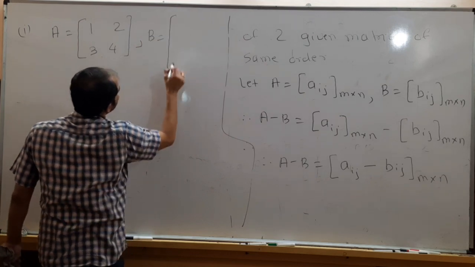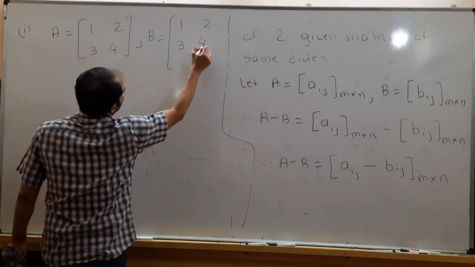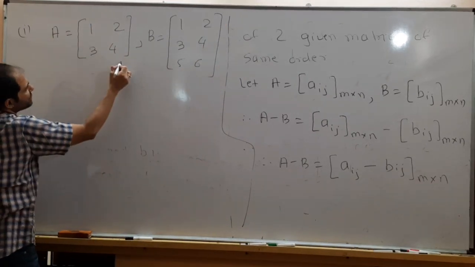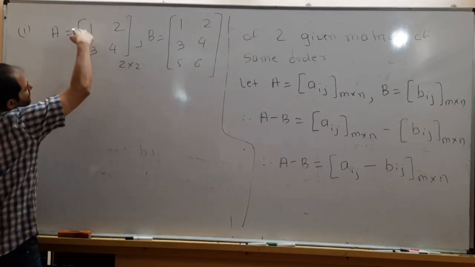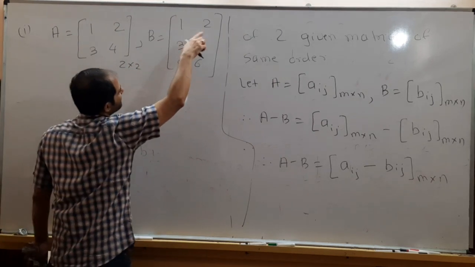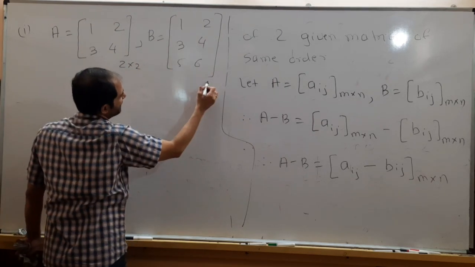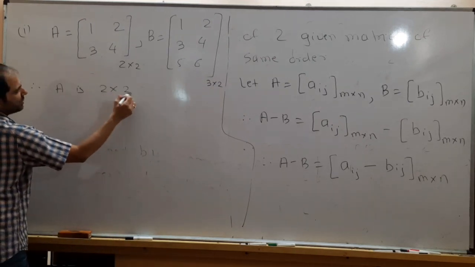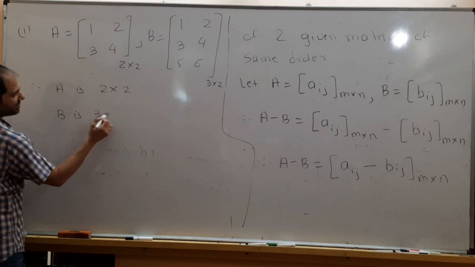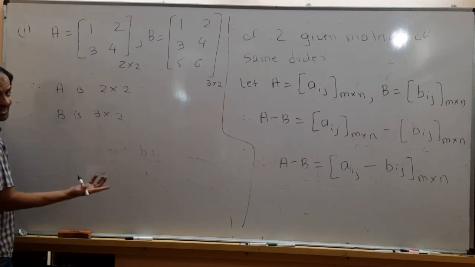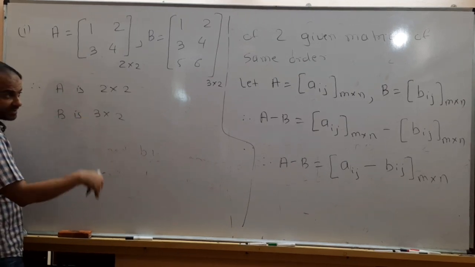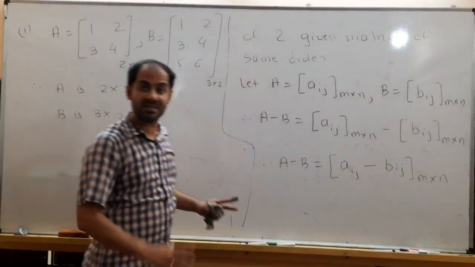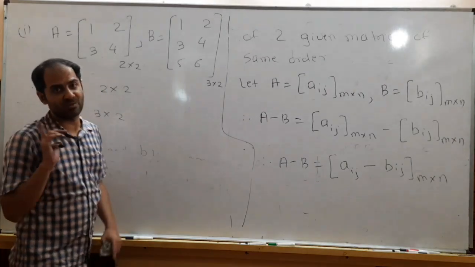B is 1, 2, 3, 4, 5, 6. Now see, A is a 2 cross 2 matrix, 2 rows, 2 columns, and B has 3 rows, 2 columns, 3 cross 2. So A is 2 cross 2, B is 3 cross 2. Both are not of the same order. So for difference of matrices, A is n cross n and B also n cross n. So for difference of two matrices, they have to be of the same order.